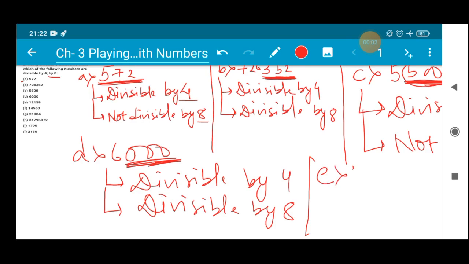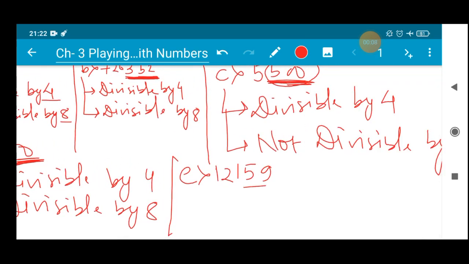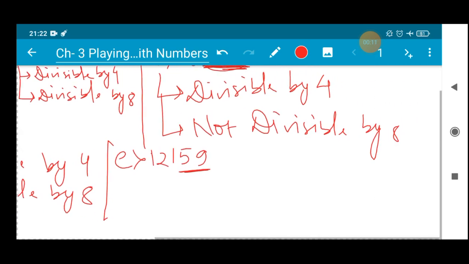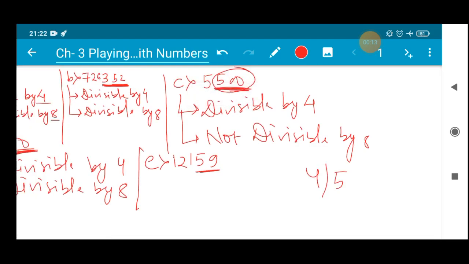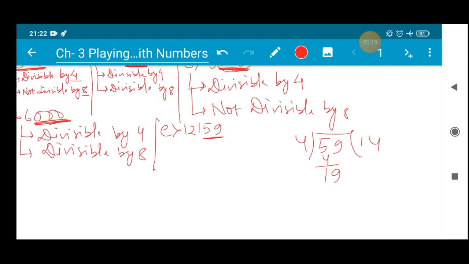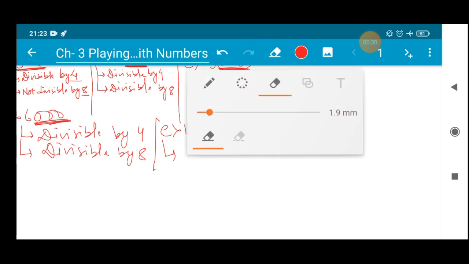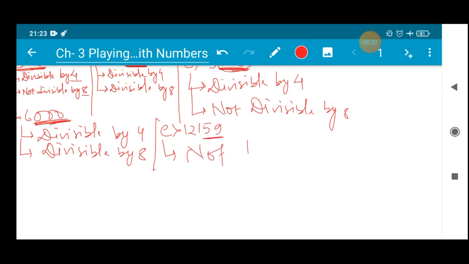Let's do question E now. Question E we have is 12159. So what is the trick? You all know, when we are checking with 4, the last two digits should be checked, right? Divide this number. 4 ones are 4, 1, 9. Now 4 fours are 16. So the remainder is 3, so it is not 0. So you will write here that it is not divisible by 4.